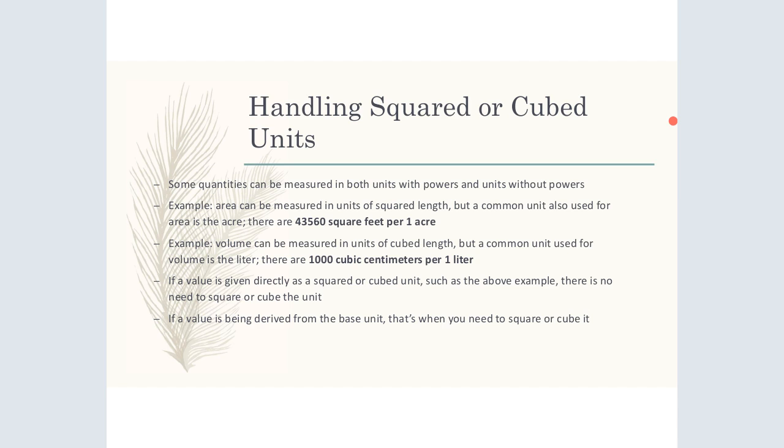When the value is given directly as a squared or cubed unit, like above for the acre and the liter, there is no need to square or cube any of the units because it's already been done. But if you're deriving a unit from the original base unit, then that's when you'll need to square or cube your values. Does anyone have any questions before we continue?